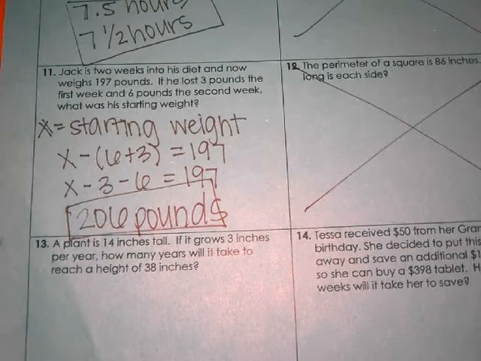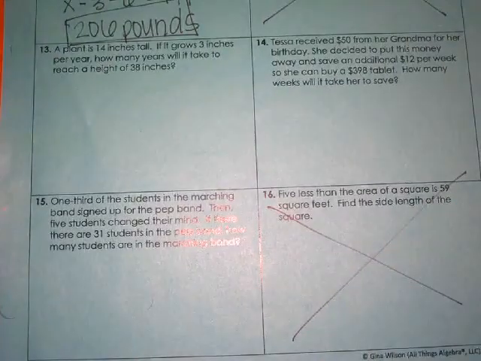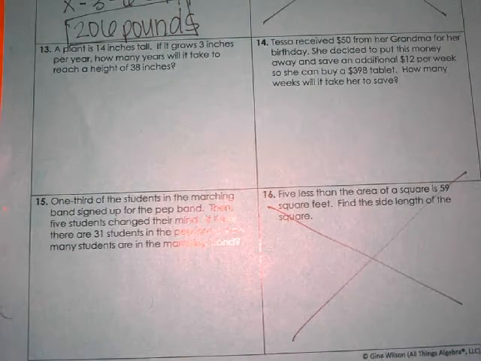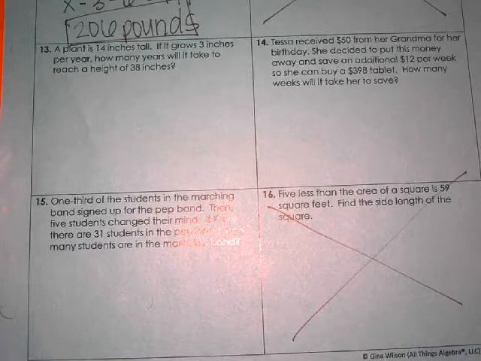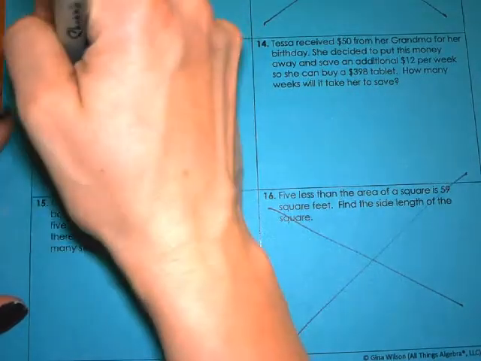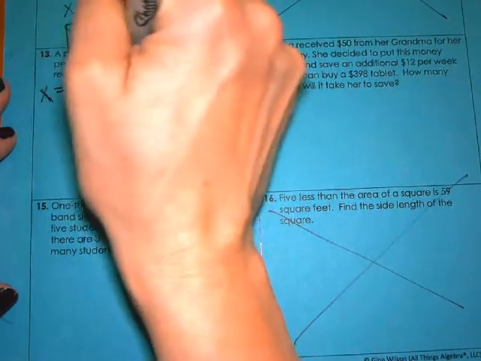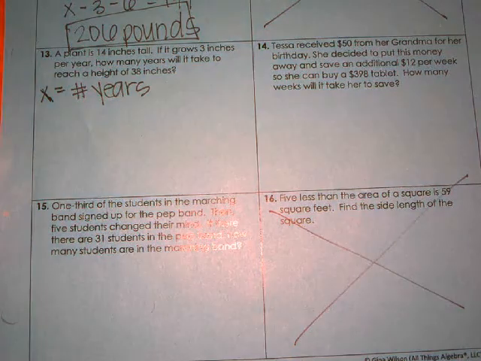Okay, 13, 14, and 15 get a little bit more complicated because now they're kind of two-step problems. You've got more than one thing going on. So if we read number 13, it says a plant is 14 inches tall. If it grows 3 inches per year, how many years will it take it to reach a height of 38 inches? Same steps, okay? What do we want to know? Very good. So my x equals how many years? Remember, you can use whatever variables you want.